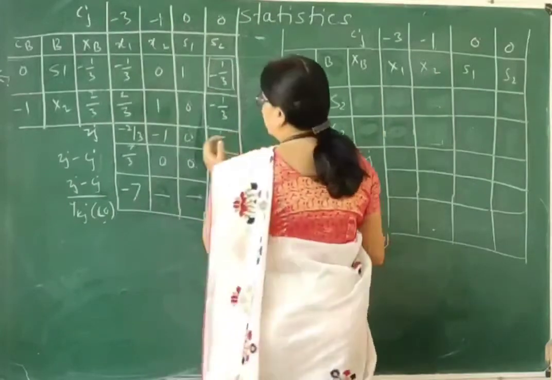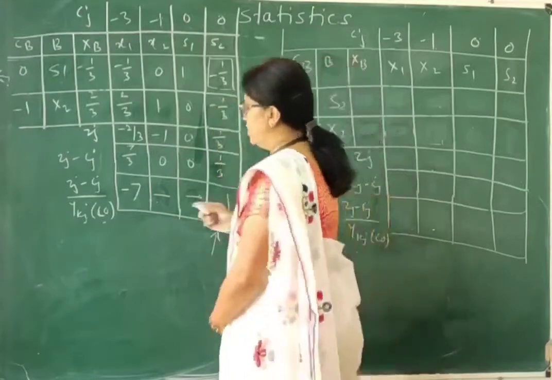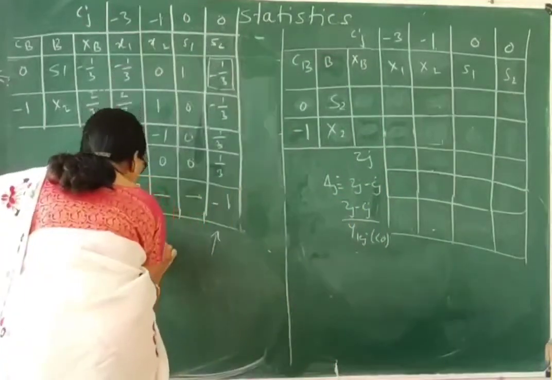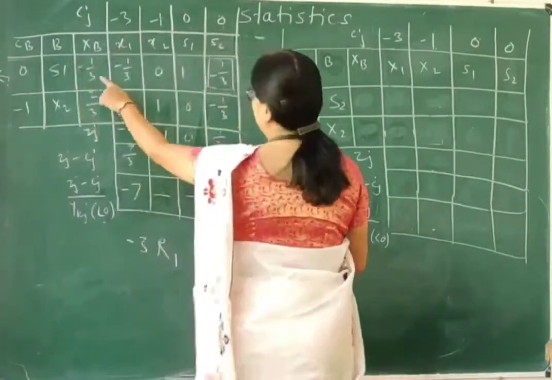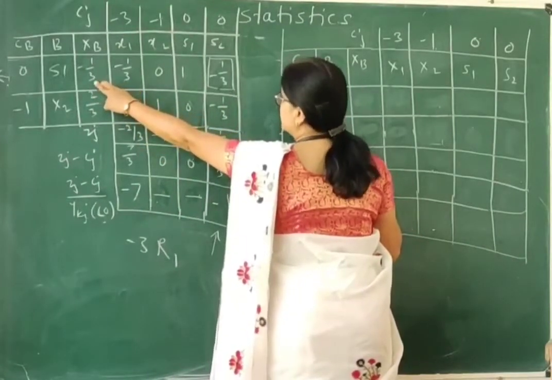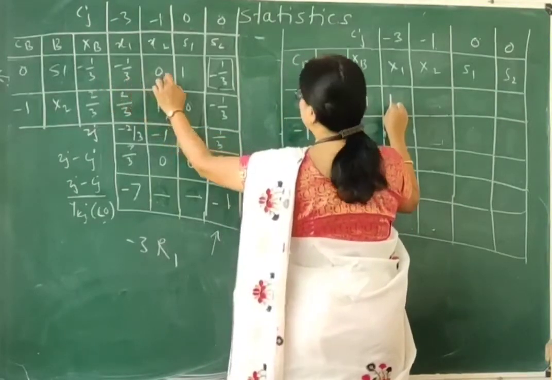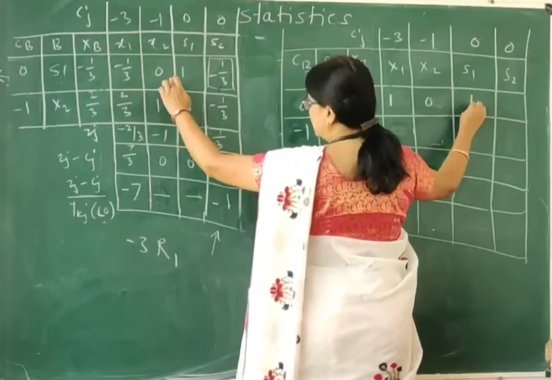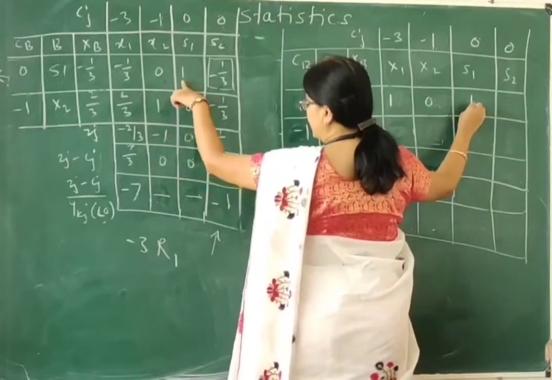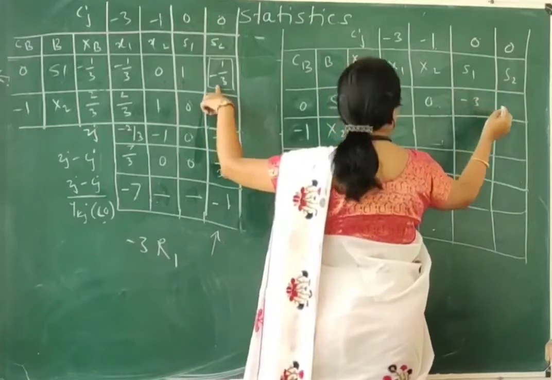Now, let me multiply this row by minus 3. So, minus 3 into R1. So, multiply this by minus 3. So, what we get? 1. Then, it is again 1. Actually, 1 into minus 3 is minus 3, and minus 3 into 1 minus 2 is 1.